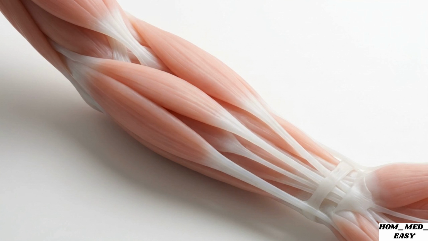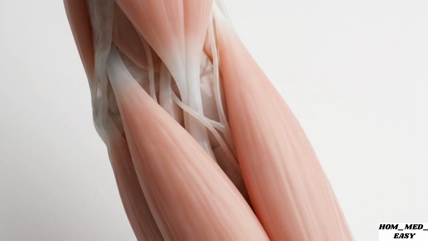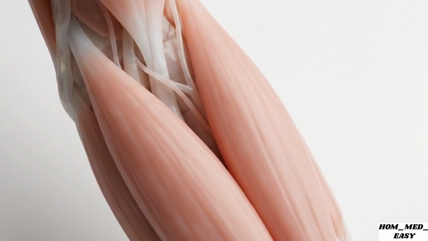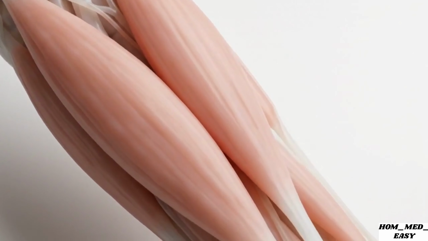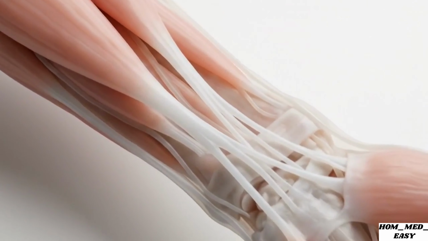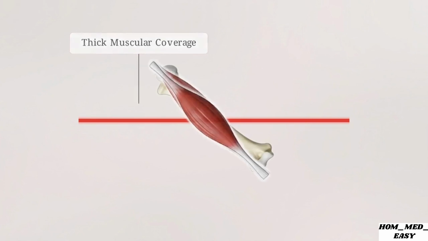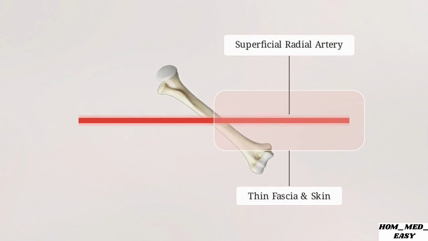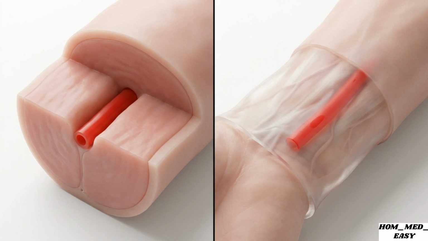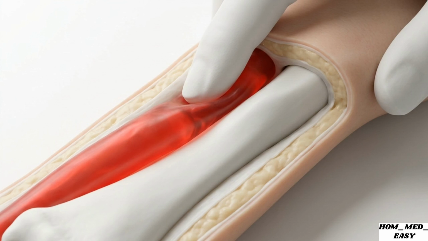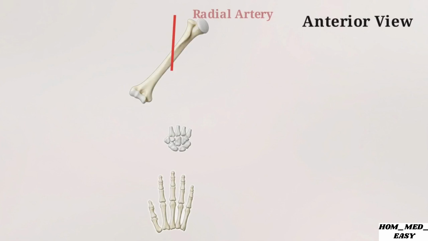As the artery approaches the distal end of the radius, the surrounding anatomy shifts. The large muscular bellies of both the brachioradialis and the flexor carpi radialis taper down into thin tendons. Without that thick muscular coverage, the radial artery is left protected by only a thin layer of fascia and skin. This precise spatial transition, from deep muscular entrapment to a superficial fascial plane near the wrist, creates the optimal, safe window for medical access.